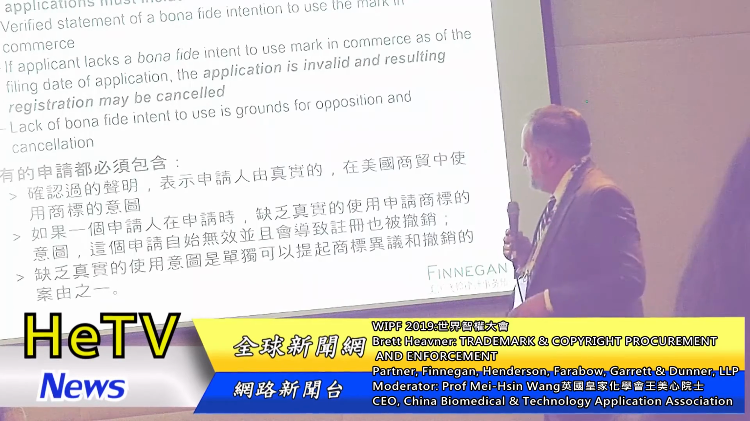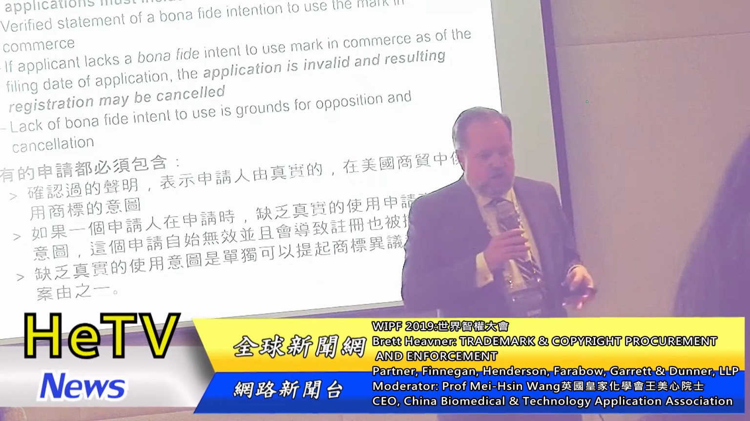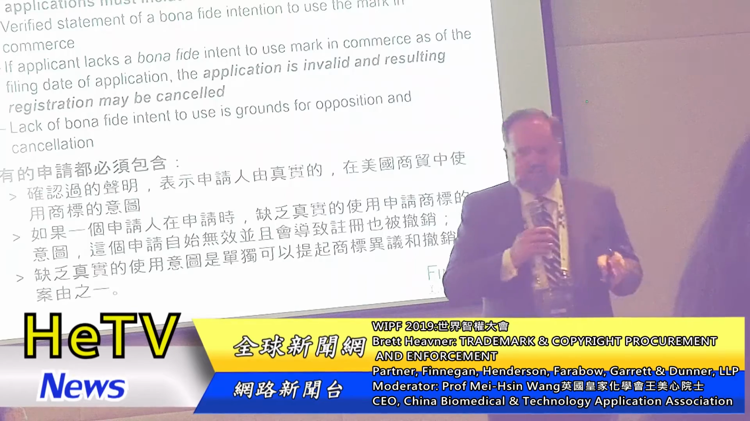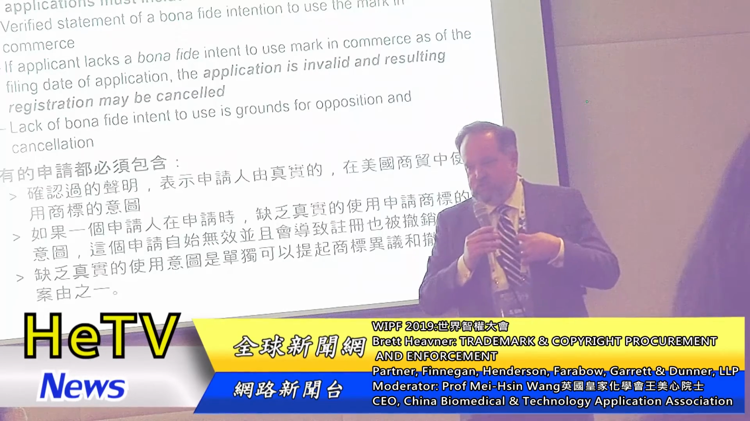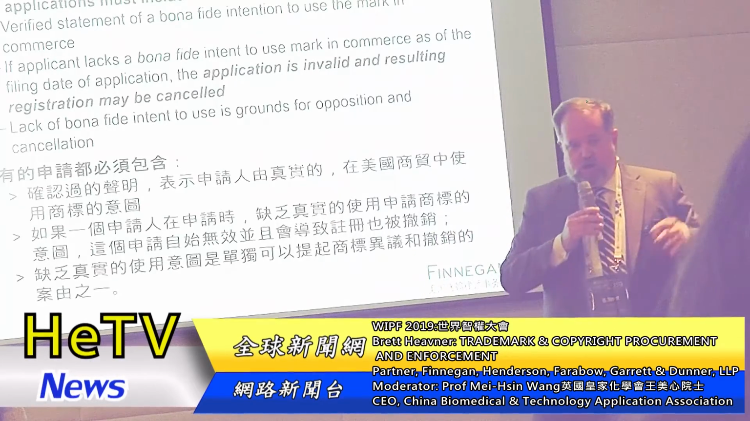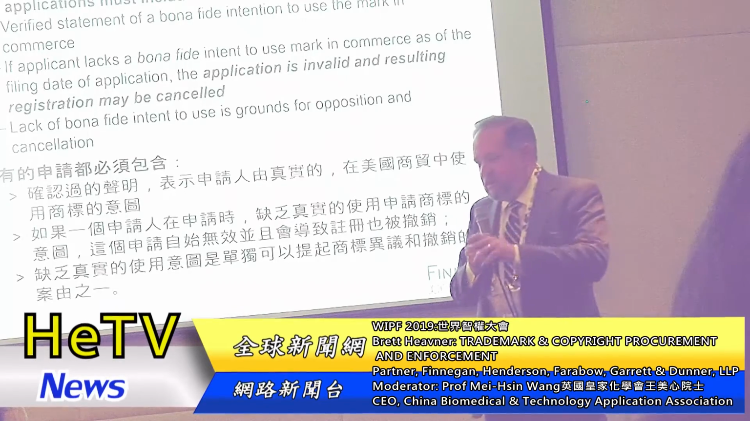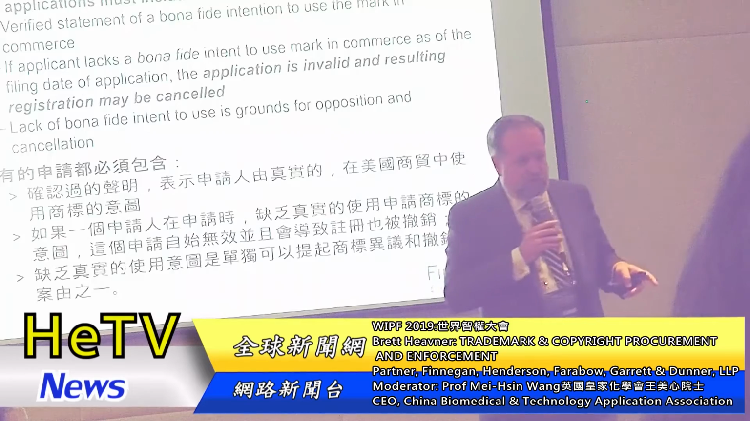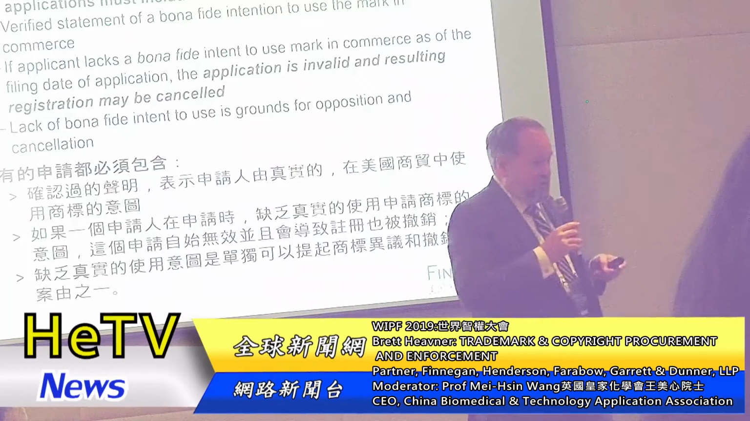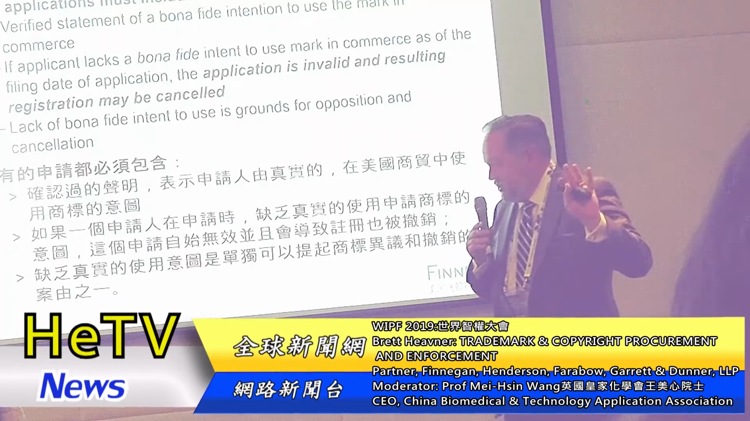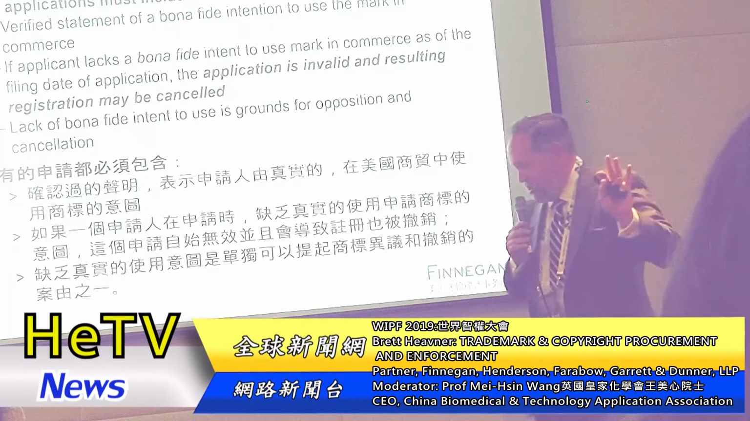So let's talk about bona fide intention to use. In the US, all applicants, except for ones that are under 1A for use, must allege they have a bona fide intention to use the mark in commerce on all of the goods and services that are listed in their application. And that's true even if you're filing in the Paris Convention or in the Madrid Protocol. A lot of Madrid Protocol people don't realize that when they click that box, it includes swearing under oath that they have a bona fide intention to use the mark.